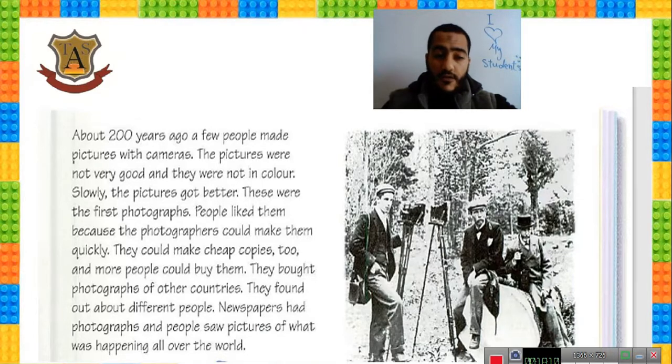They bought photographs of other countries. They found out about different people. Okay, newspapers had photographs, and people saw pictures of what was happening all over the world. So in newspapers you can find photographs, and you could know what's happening all over the world.